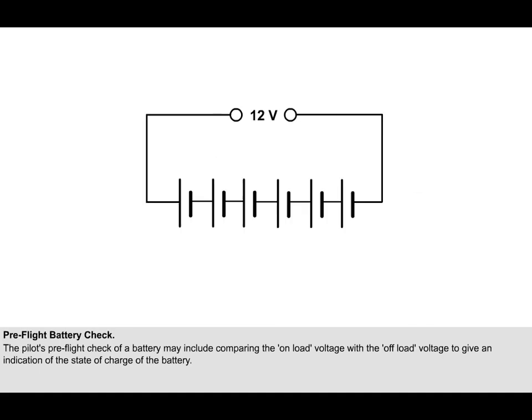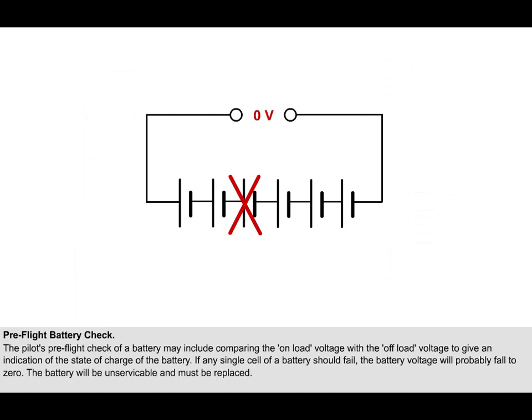As we know, a battery is made up of a number of cells in series. If any single cell should fail, the battery voltage will probably fall to 0. The battery will be unserviceable and must be replaced.